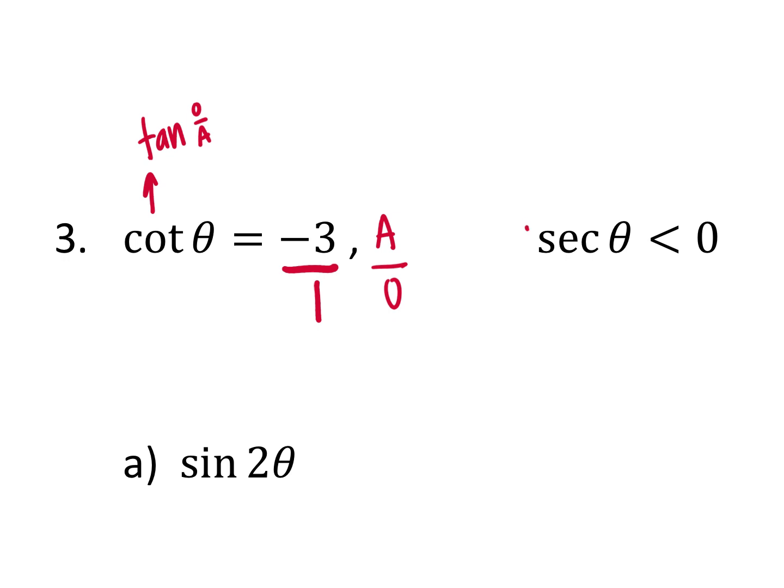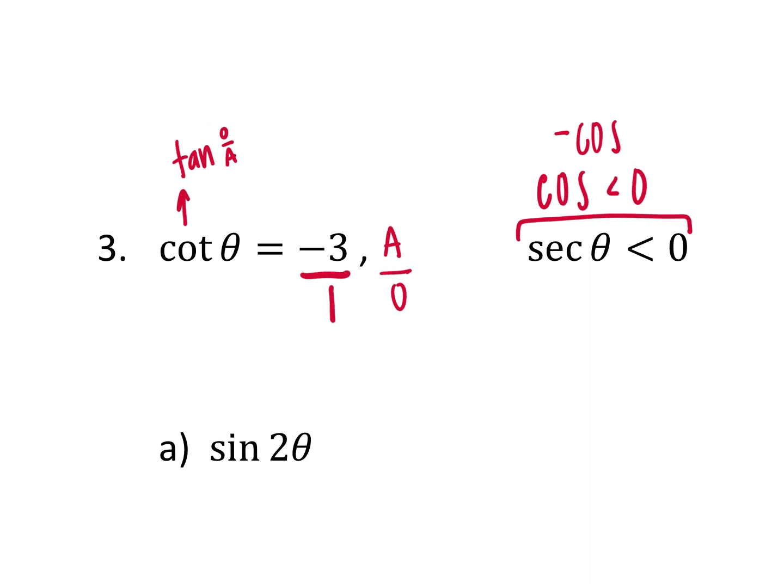And we're also given this piece of information, that our secant is less than 0. If our secant is less than 0, that means cosine is also less than 0. So that means we have a negative cosine. So we're going to go back to what we reminded ourselves of yesterday. All students take calculus. And we're going to use the fact that cosine is negative to eliminate some quadrants. So if cosine is negative, we know it's not in quadrant 1, and we know it's not in quadrant 4.